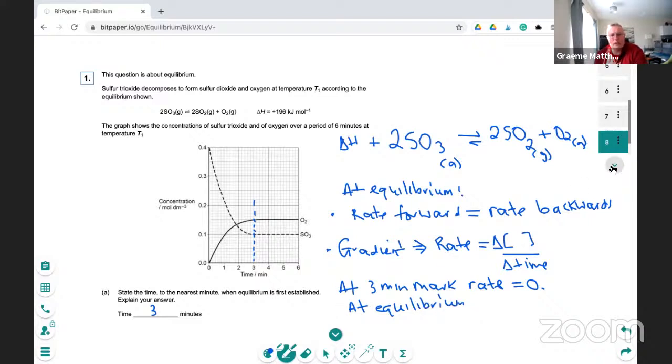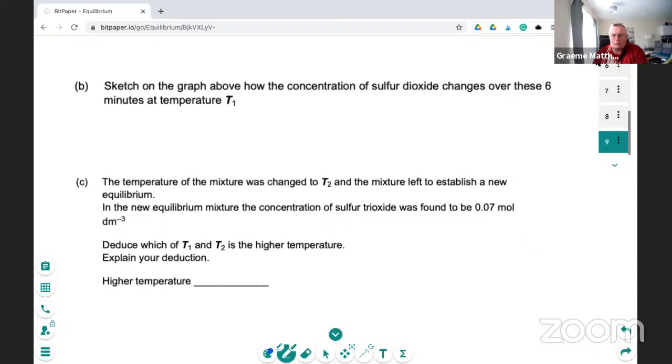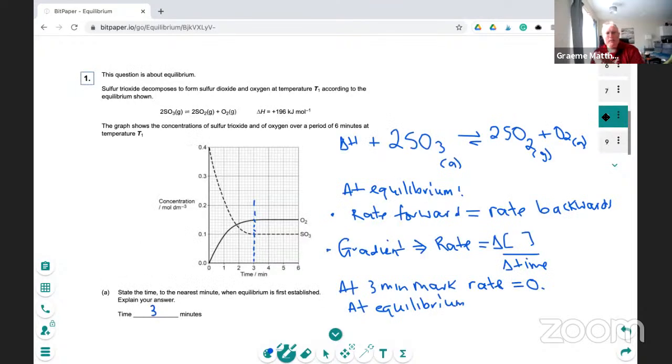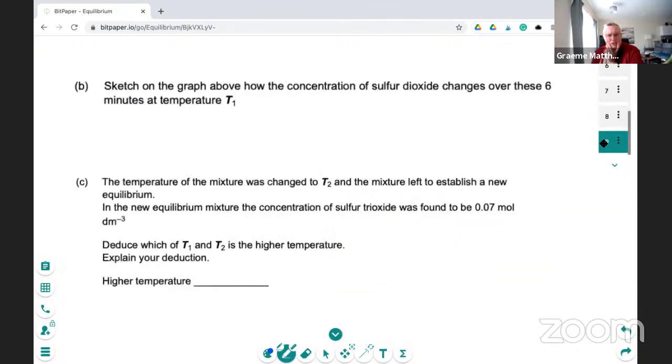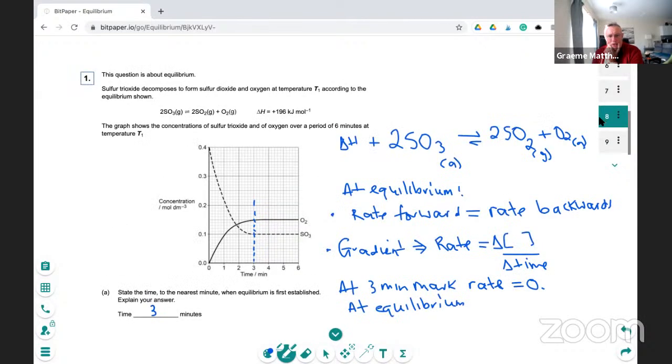Right, here we are then. It says sketch on the graph, so I have to go back to the graph now. Sketch on the graph above how the concentration of sulfur dioxide changes over the 6 minutes at temperature T1. Okay, hold on a minute, chemist. They wanted sulfur dioxide, SO2. So here we are, SO2 like this.